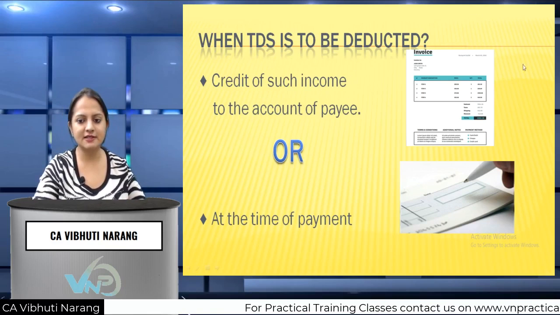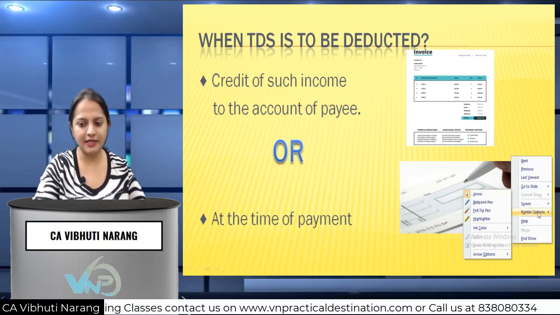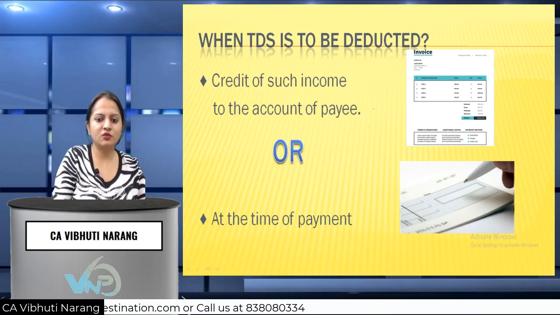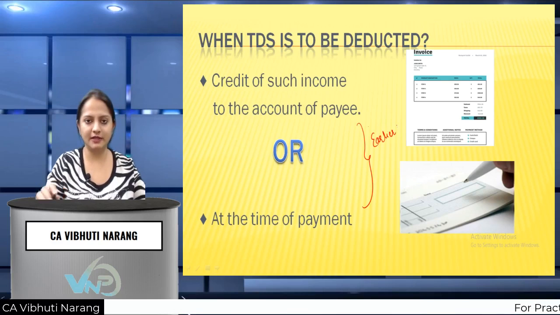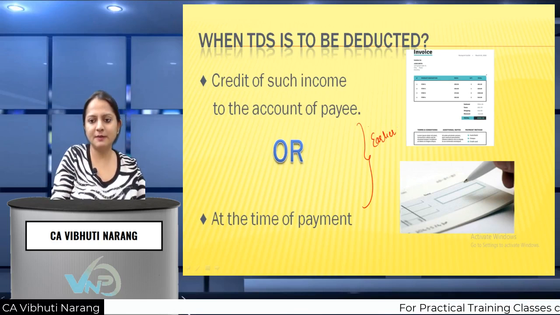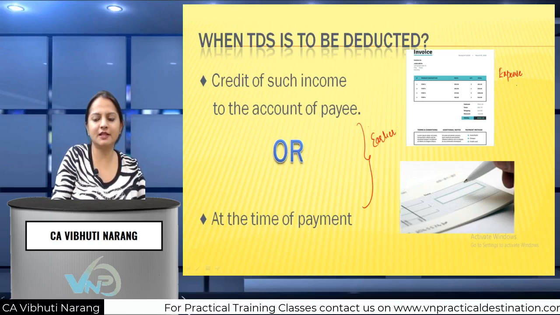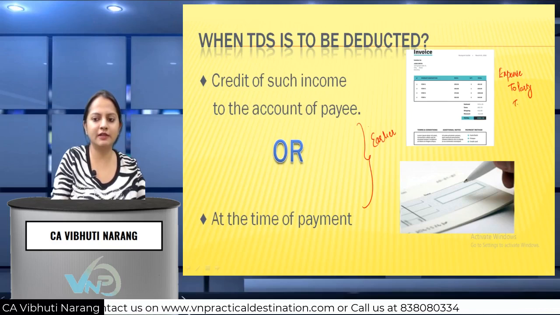The first case is credit of such income to the account of the payee, and the second case is at the time of payment. So whenever the earlier of the two things occurs, at that time TDS is to be deducted. Credit of such income means when the deductor is passing the entry in its books of account, he will be passing an entry: expense account debit to party and to TDS.